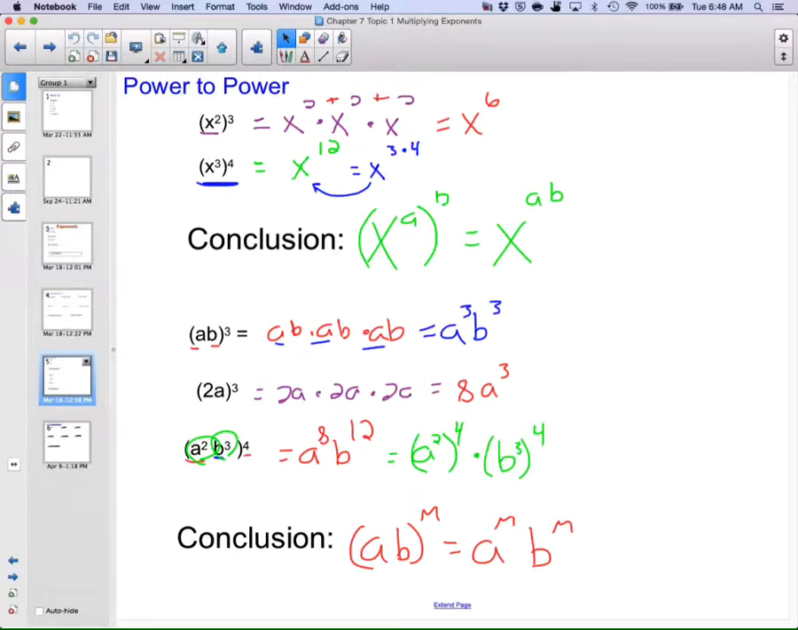And that's how I was able to use my power to a power rule here and here to say a squared to the 4th power is just 2 times 4 is 8. That's how I got this one. And b cubed to the 4th power, 3 times 4 is 12. Okay?